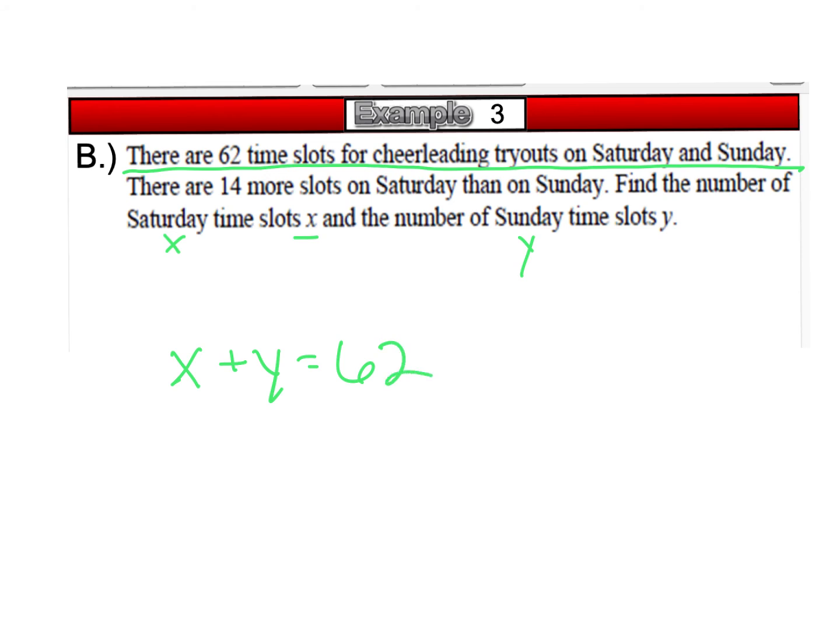Now, here's where it gets tricky. There are 14 more. So I'm going to add 14 to something. There's 14 more on Saturday than on Sunday. That means Saturday has more. So I'm going to add my 14 to Sunday. So Sunday is y plus 14. That gives me Saturday. It's a little bit tricky, but take your time and think about which problem is the largest. So what am I going to add to Sunday to equal Saturday?